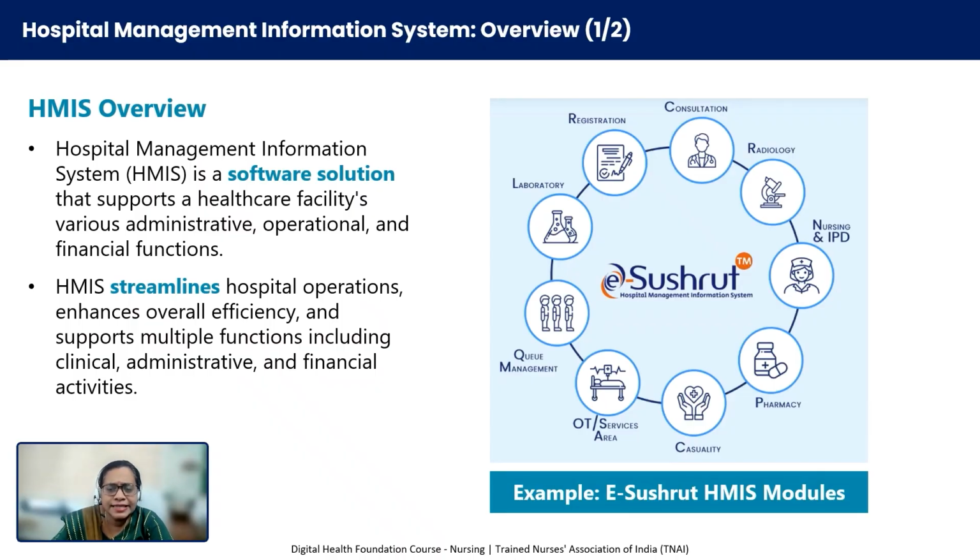What makes HMIS really powerful is how it helps streamline our hospital operations. Instead of relying on paperwork or separate systems, everything is connected and accessible through the HMIS. This improves the coordination between departments, reduces delays, and helps healthcare teams make faster and better decisions, ultimately improving patient care. So in short, HMIS plays a big role in improving both efficiency as well as the quality of care we render to our patients.